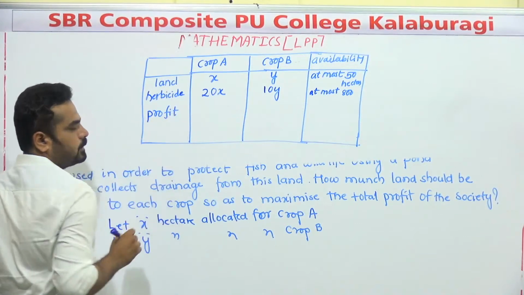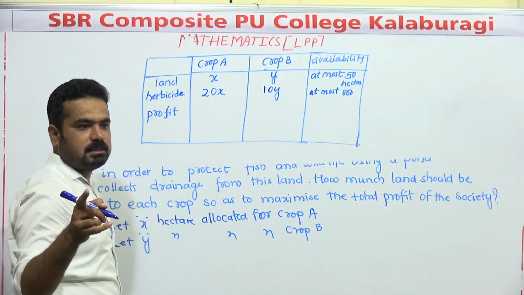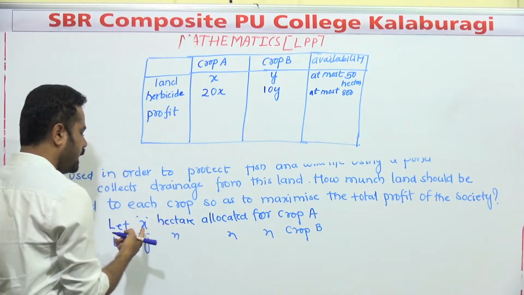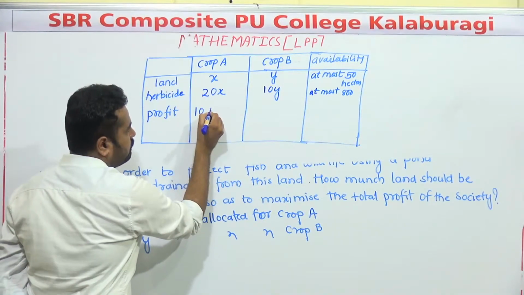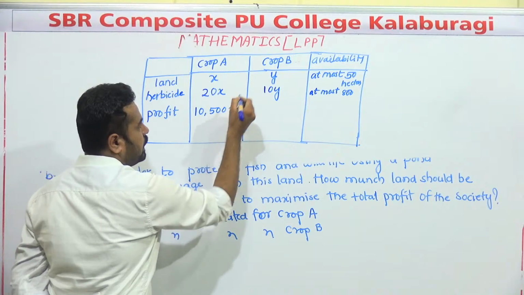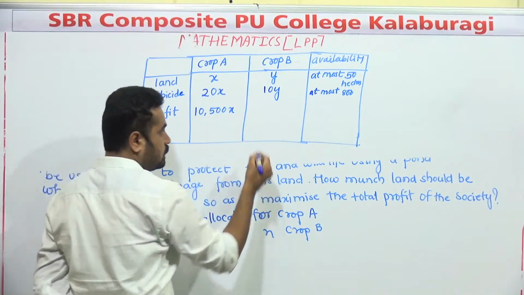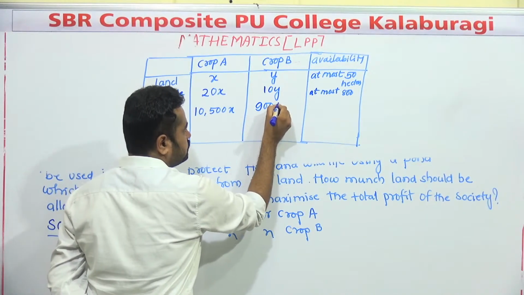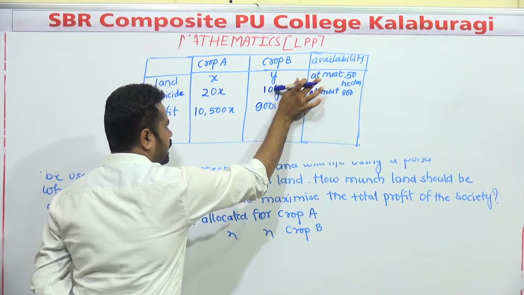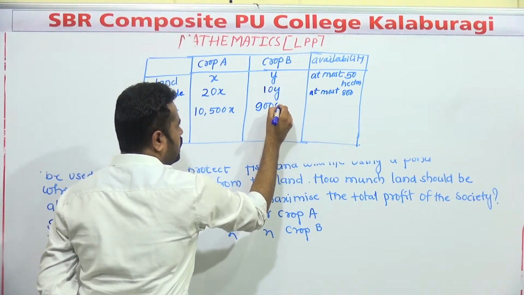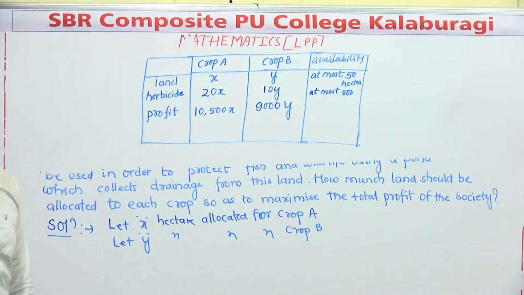Next, they also gave the profit for both. What is the profit of A? Per hectare they gave 10,500. But how many hectares are we using? X hectares. Therefore, this is 10,500x. And what is the profit of crop B per hectare? 9,000, so 9,000 into y. Here they have not given any restrictions on the profit. They want maximum profit.